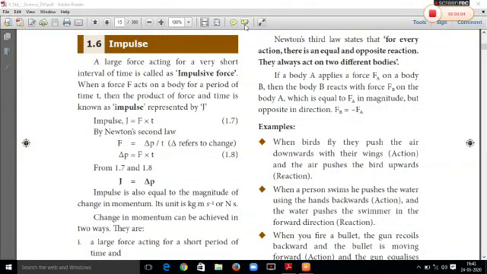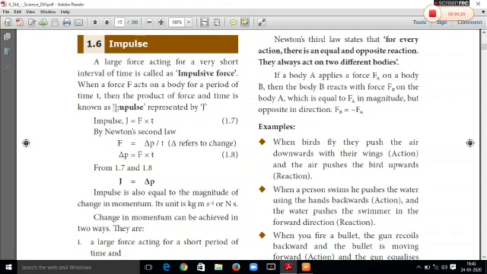Impulse. What is impulse? When a force is acting on a body or a system, it changes the momentum of the system. This change in momentum of the system is equal to the product of force and the time for which the force is acting on the body or system. Now, let us see what is known as impulse.